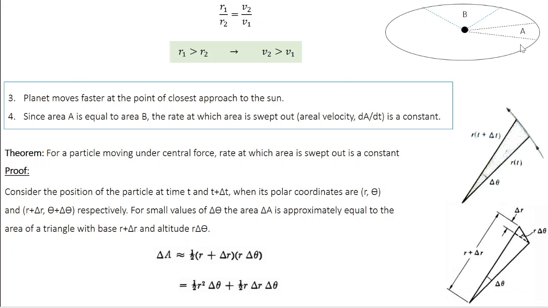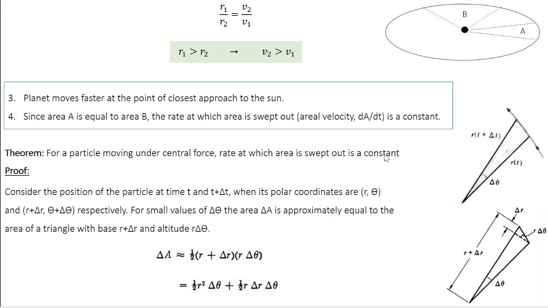So since area A is equal to area B, we can say that the rate at which the area is swept out, if I denote area as A, then this is dA by dt, it is known as areal velocity, is a constant. This is what Kepler's second law is all about. So this is not only true for planetary motion, it is true for any motion of a particle in a central force field. So let's look at the general theorem. For a particle moving under central force, the rate at which area is swept out is a constant.